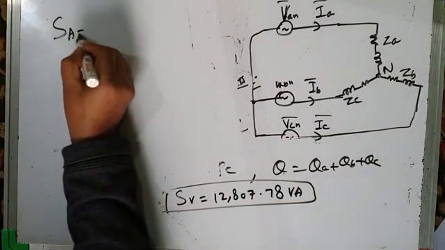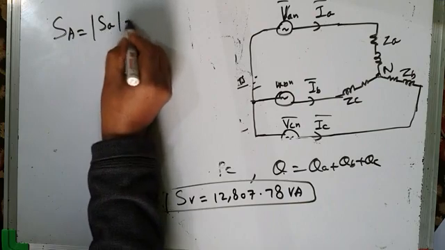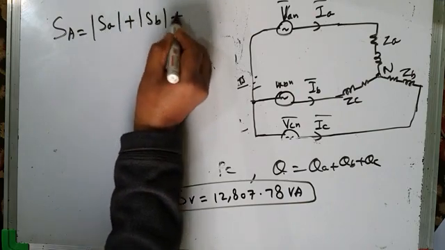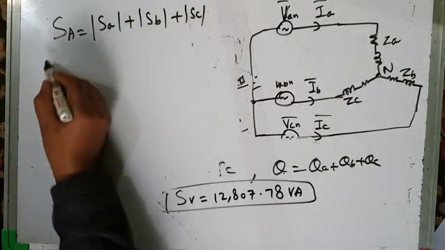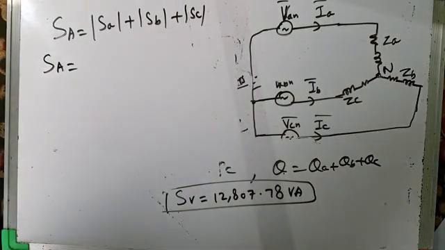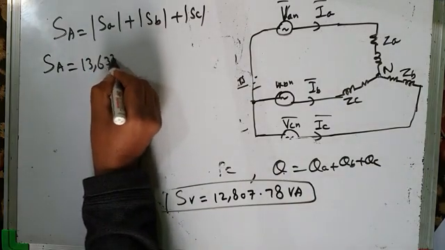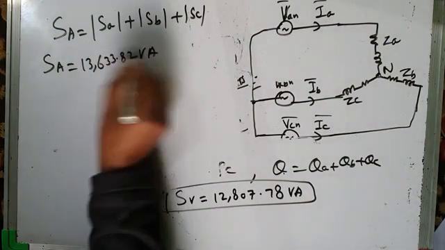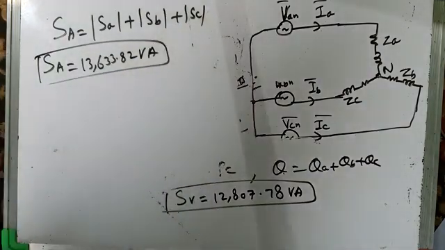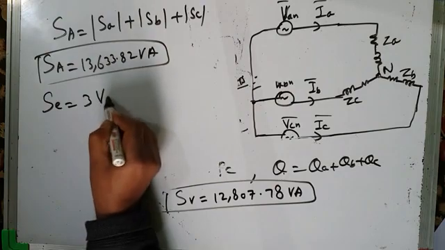Arithmetic apparent power is SA plus SB plus SC. Now SA plus SB plus SC आप add कर लीजिए, figure is already with you, and the addition will give you arithmetic apparent power as 13,633.82 VA. Fine.